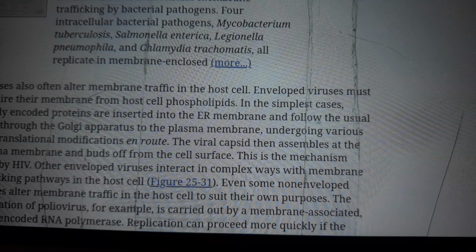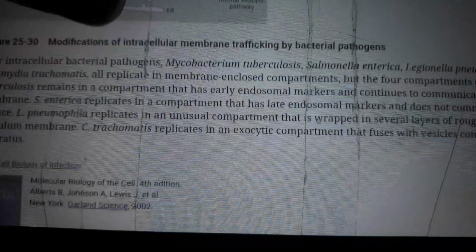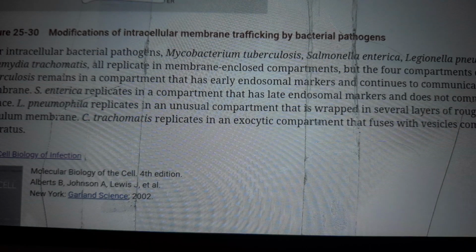Modifications of intracellular membrane trafficking by bacterial pathogens. Mycobacterium tuberculosis, Salmonella enterica, Legionella pneumophila, and Chlamydia trachomatis all replicate in membrane-enclosed compartments, but the four compartments differ from one another.